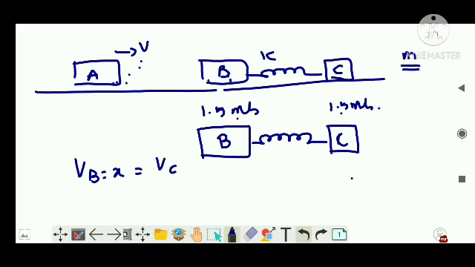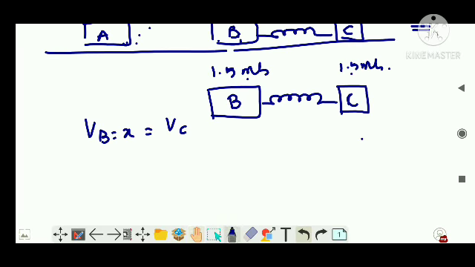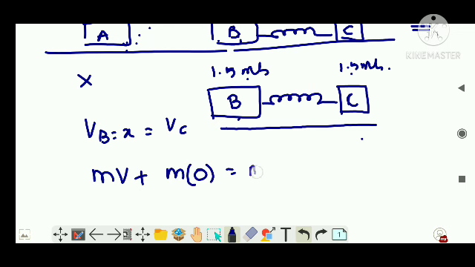Now this is a system, so obviously the momentum is conserved. So I can write m v, that is the velocity of B before collision. You are taking only the system, guys, no need to take A. That has done its job and gone off. So m into v, that is B's velocity, plus m into C's velocity, which is 0, is equal to m into the velocity of B, which is now x. Similarly, m into C's velocity, which is also x.